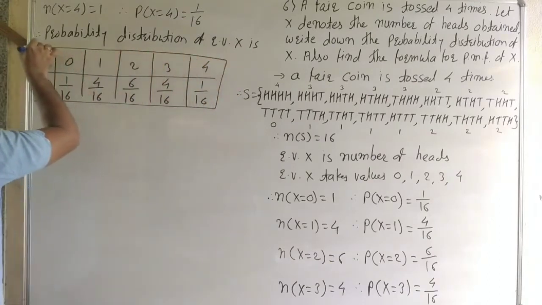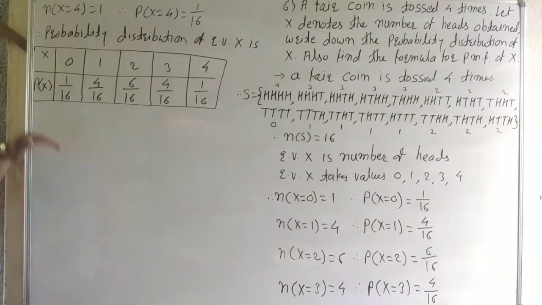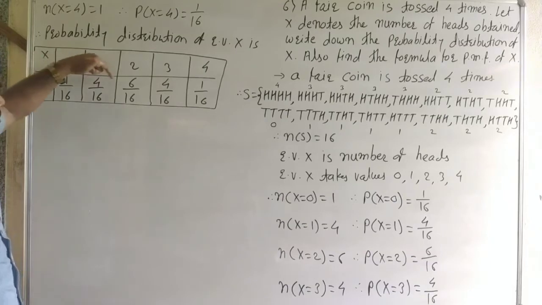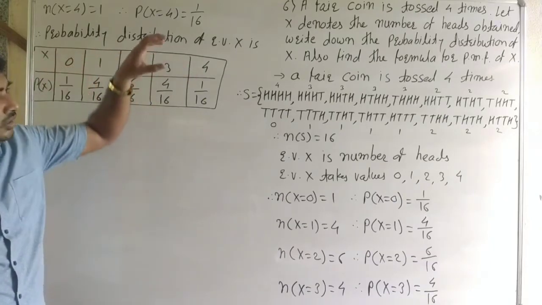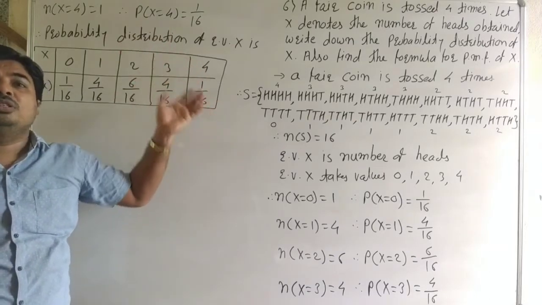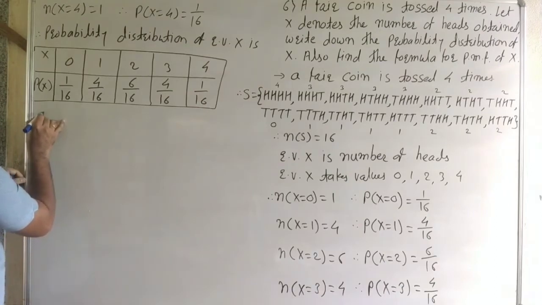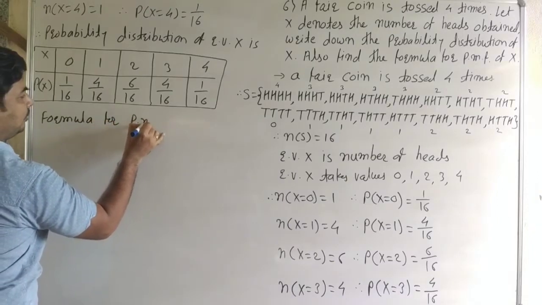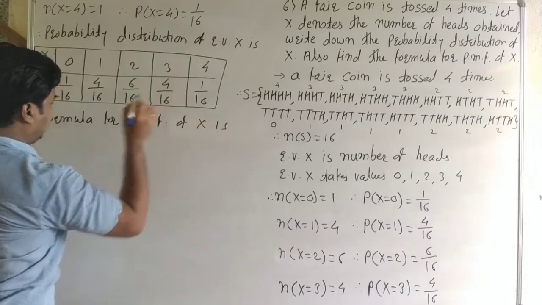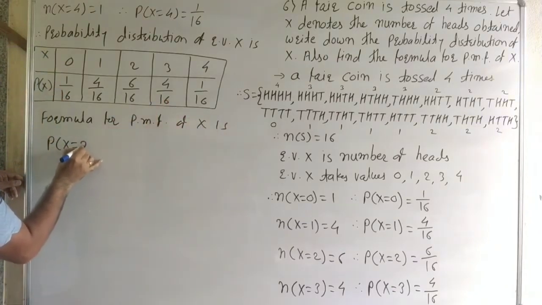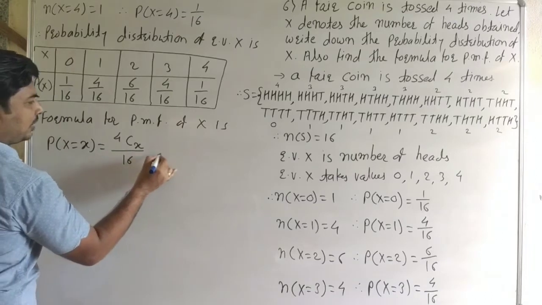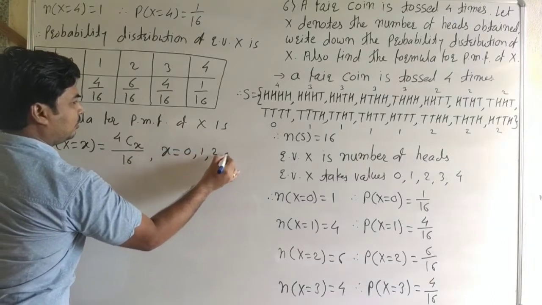But here an extra question is asked: write the formula for this probability distribution. Now here in the probabilities, 16 is common in all. In the numerators there are 1, 4, 6, 4 and 1. Now there are 4 coins tossed, therefore it is a combination with 4. Then the formula for the PMF of X is, see carefully, the probability of X equal to x is 4Cx upon 16, where x is equal to 0, 1, 2, 3 or 4.